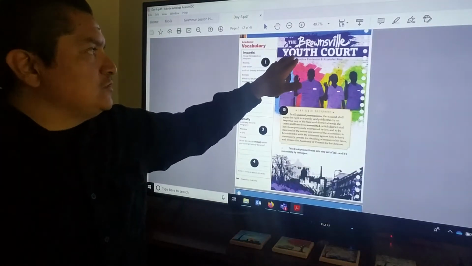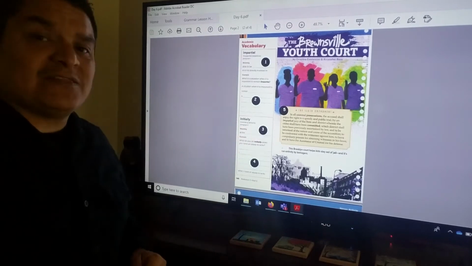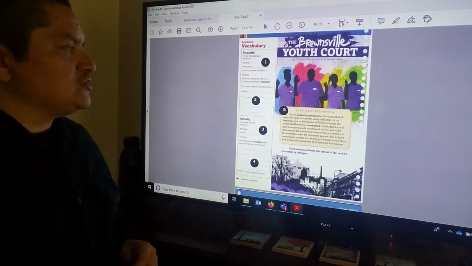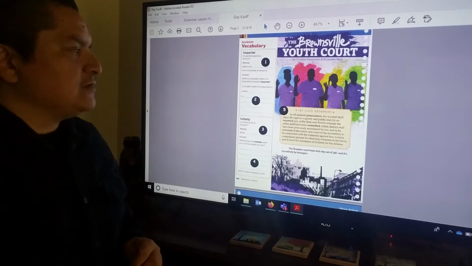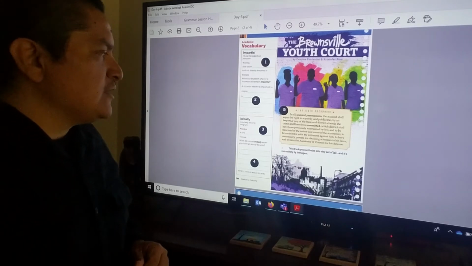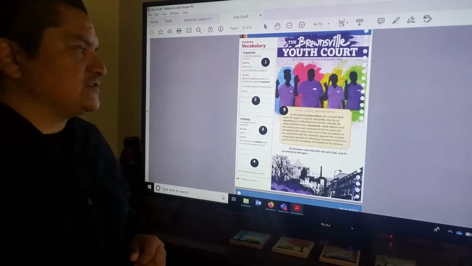The Brownsville Youth Court by Christina Constantini and Christopher Rios. And this one's about the 6th Amendment. In all criminal prosecutions, the accused shall enjoy the right to a speedy and public trial by an impartial jury of the state and district wherein the crime shall have been committed, which district shall have been previously ascertained by law, and to be informed of the nature and cause of the accusation, to be confronted with the witnesses against him, to have compulsory process for obtaining witnesses in his favor, and to have the assistance of counsel for his defense.